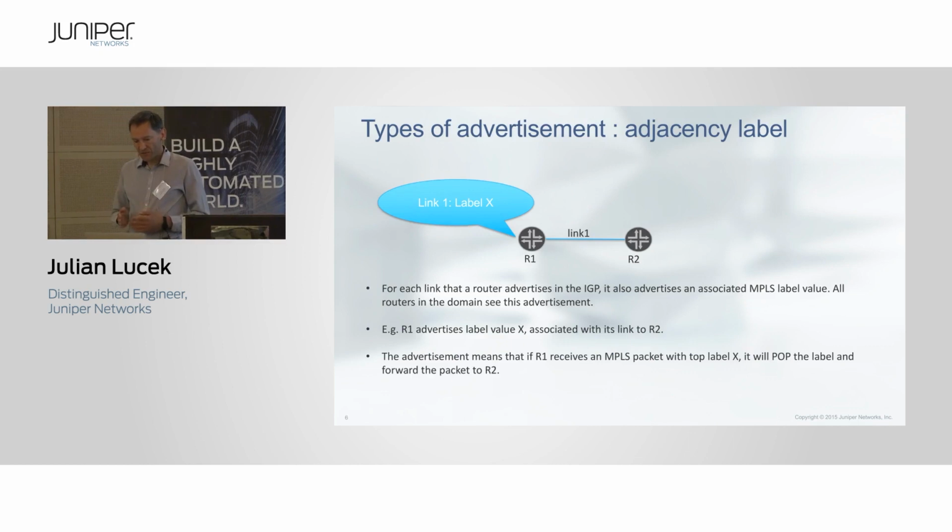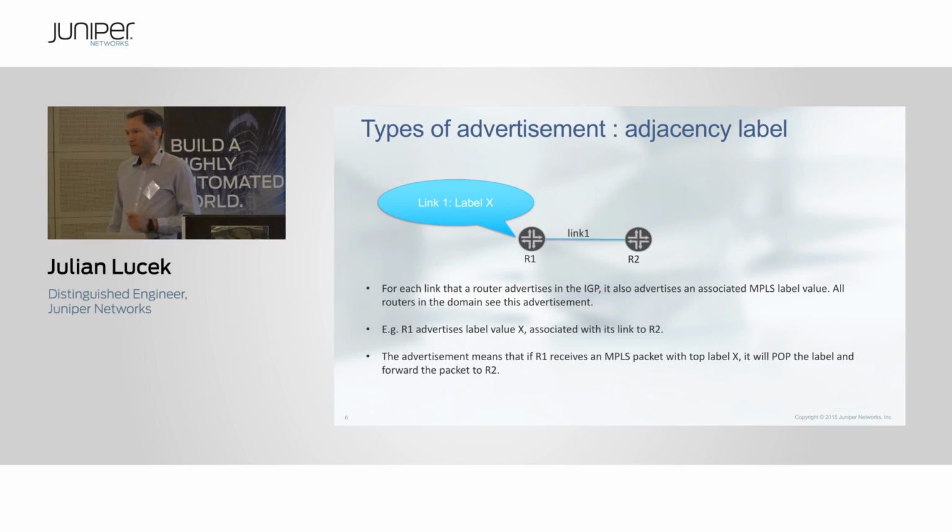And so what happens is that each router has its IGP adjacencies with its nearest neighbours, and normally it announces the existence of that adjacency and associated attributes. And when it does that, it announces an extra piece of information. It announces a so-called adjacency label. And so R1 says in its announcement, I've got an adjacency with router R2, and the adjacency label, the MPLS label that I associate with this, has a label value of X.